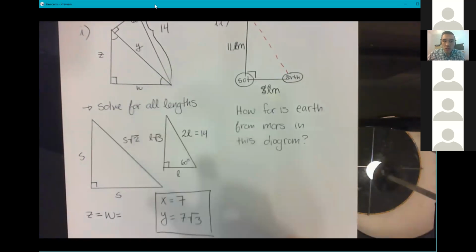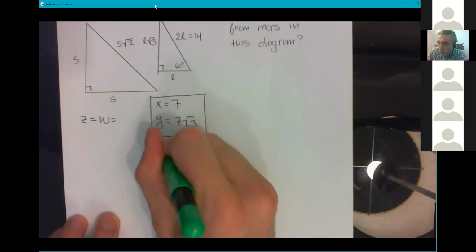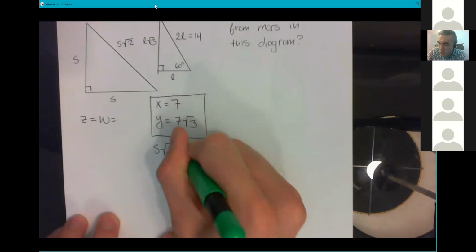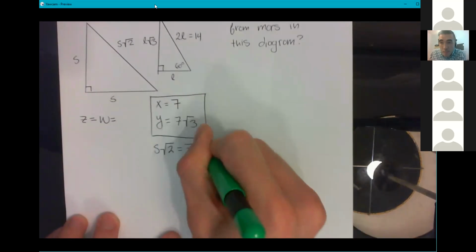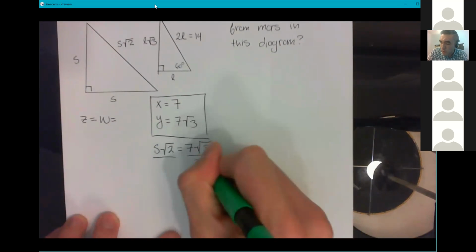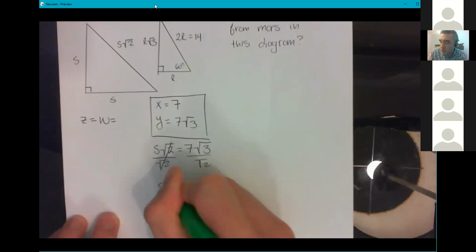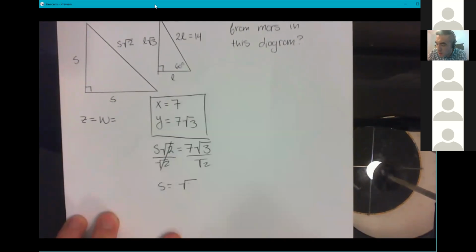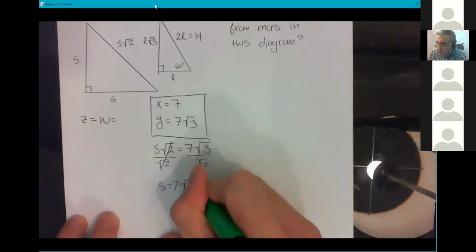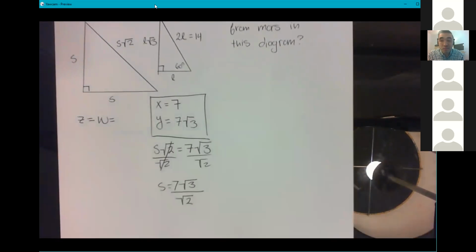So what I'm going to say here is that that unknown length, S root 2, we know it to be 7 root 3. I'm going to divide both sides now by root 2. And so S is going to be equal to 7 root 3 over root 2. And before I move along, I need to simplify this.